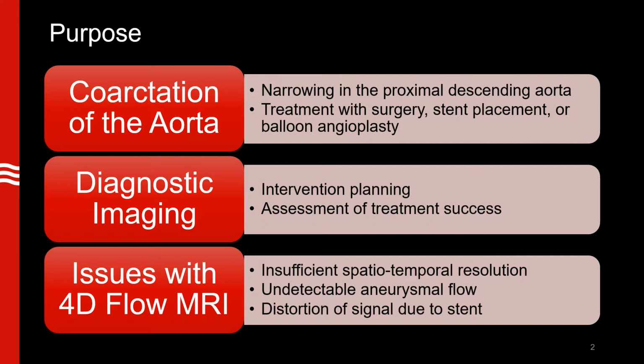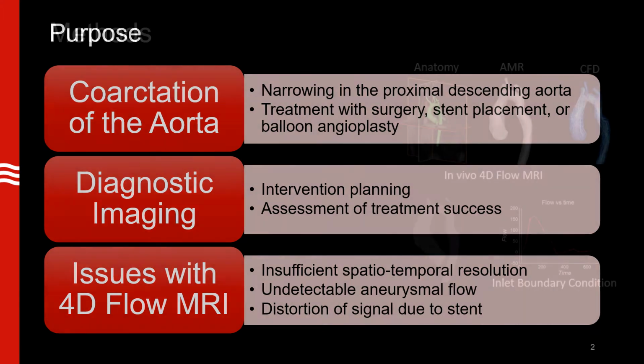4D flow MRI is a diagnostic imaging technique that is often used when treating patients with coarctation. Despite advances, current issues in 4D flow MRI include insufficient spatiotemporal resolution, its inability to detect aneurysmal flow, and distortion of signal due to metal artifacts like a stent.